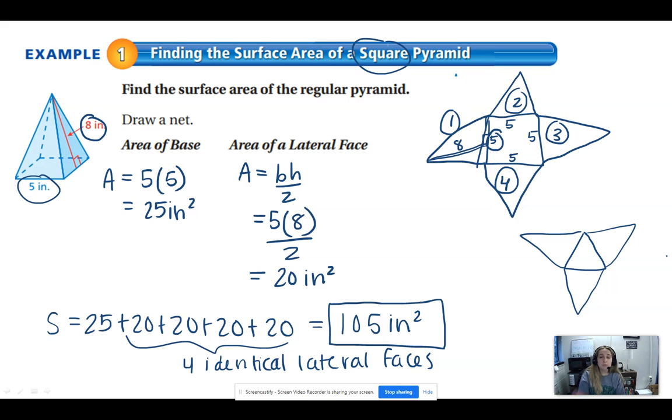So just make sure you pay attention to that when you work on the big ideas assignment. But we're mainly going to focus just on square pyramids. So make sure you have that in your notebook, and we're going to get started on the big ideas assignment soon.